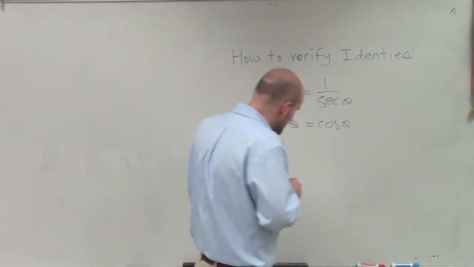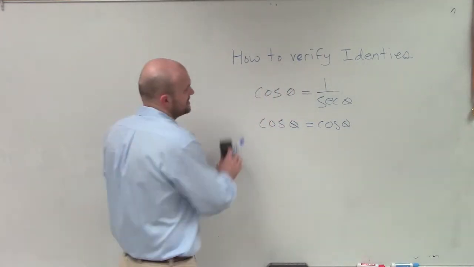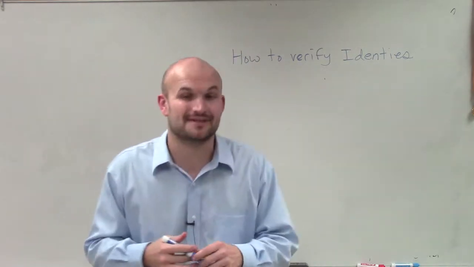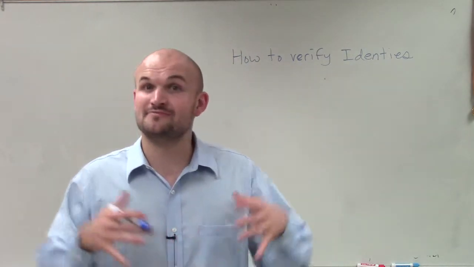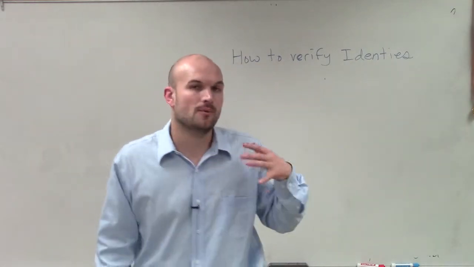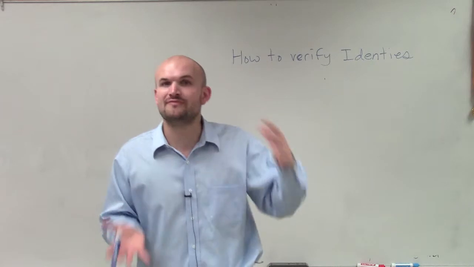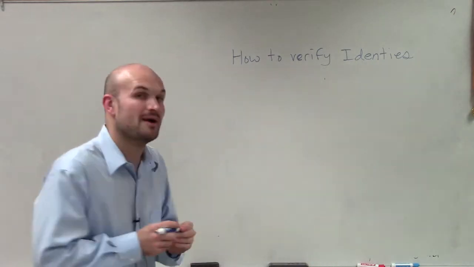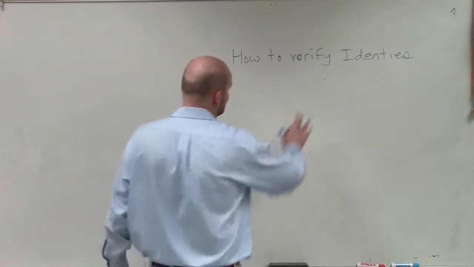So when we're going to be verifying identities, there's a couple of tips and tricks that we're going to want to use. In my examples, you're going to see sometimes very simple ones and then some very crazy expressions on one side of the equation. So there's kind of like your 5 or 4 steps to help you verify your identities.